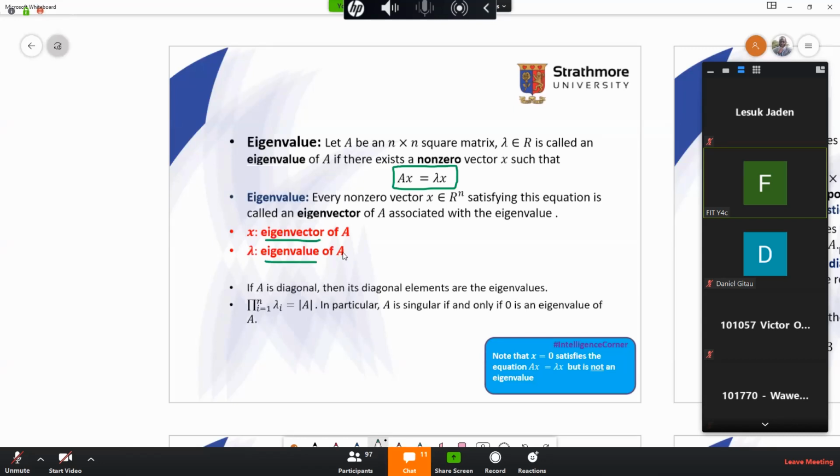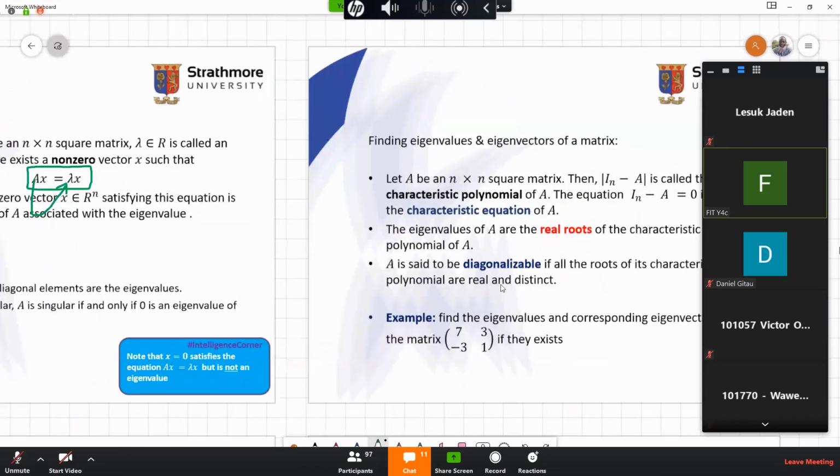So it means that if I take a given matrix and I multiply it with a vector, it is just the same as taking a single scalar, so that this matrix is behaving like it is just a single value. And that brings a very, very important relationship. Note that x equal to 0 satisfies this equation, but 0 is not an eigenvector. So the eigenvalue must be a value that is greater than 0.